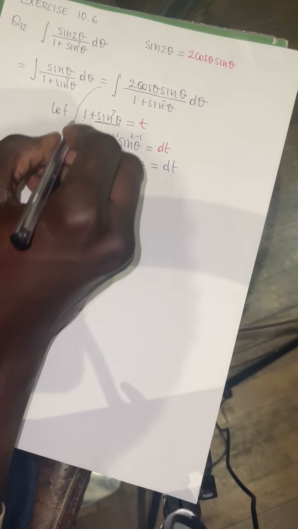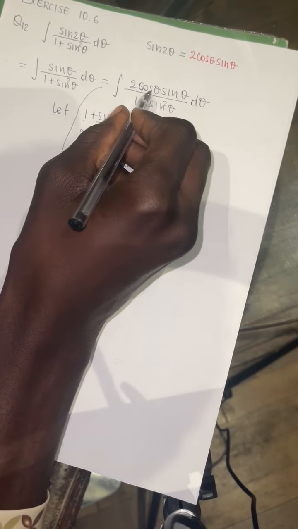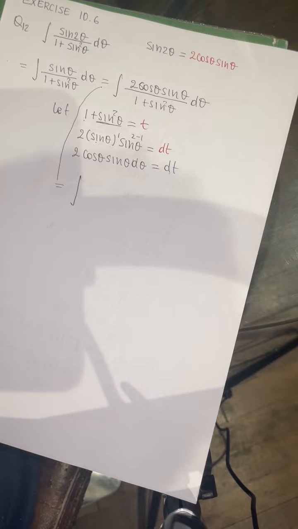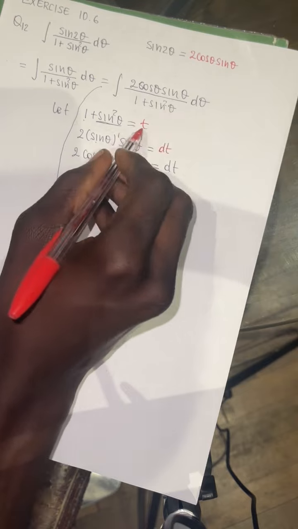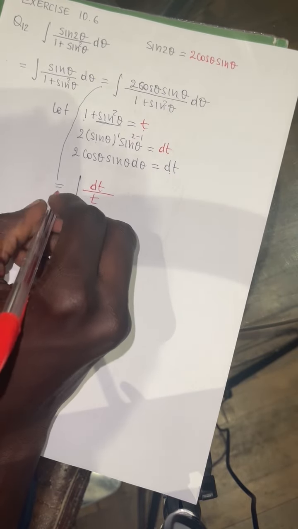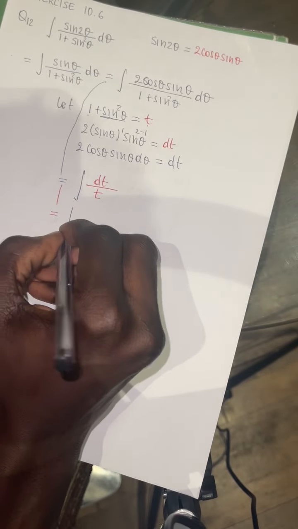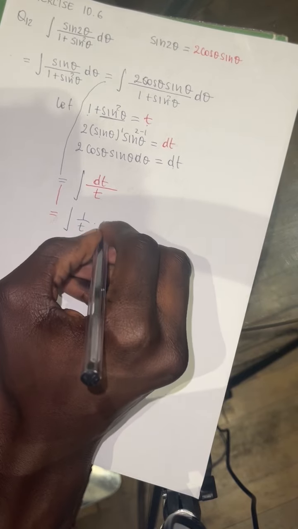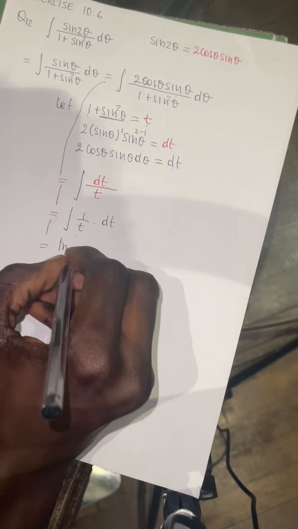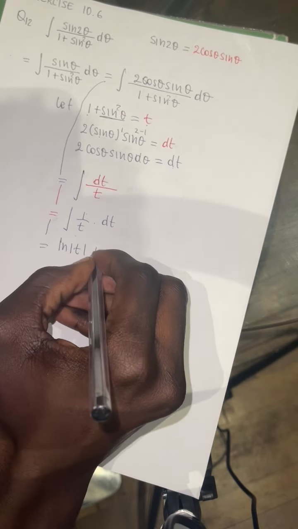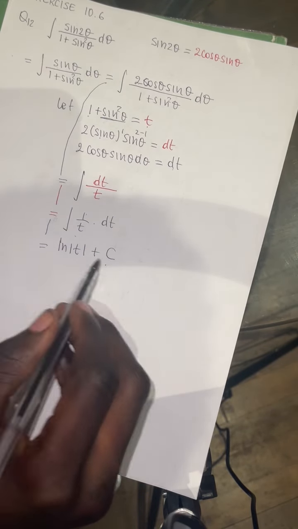So therefore this integration can now become the integral of 2 cos theta sine theta d theta, which is just dt, and we divide by 1 plus sine square theta, which we already said is t. So we have the integral of dt over t. You can also write it in the form 1 over t times dt. The answer is ln absolute value of t, and then plus c. Why plus c? Because the integration doesn't have limits, so we have to put plus c.